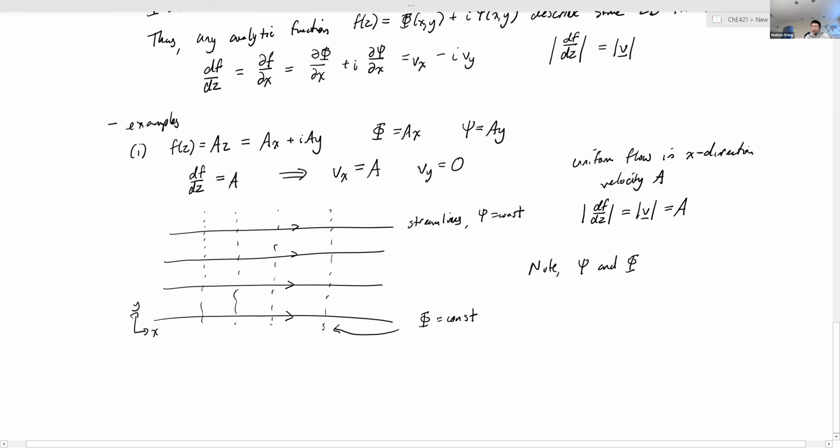The psi and phi contours, they're always perpendicular. Okay.